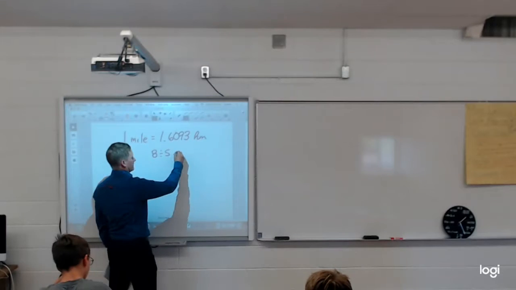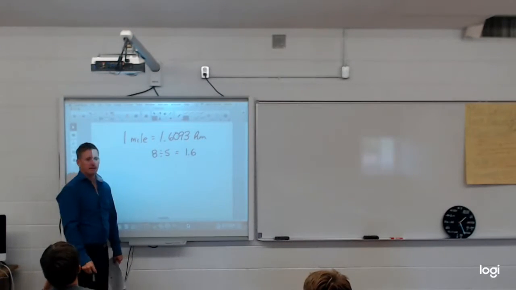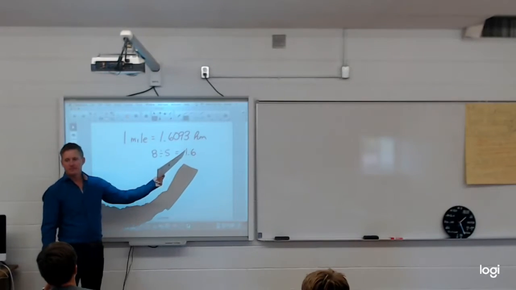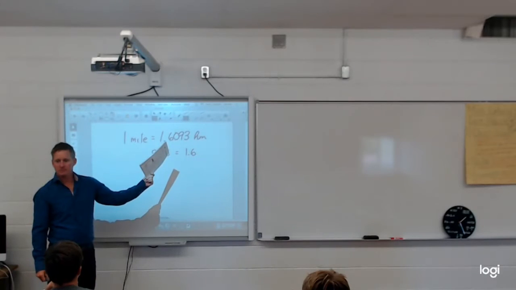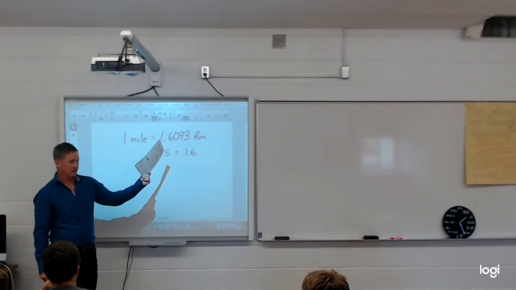1.6, isn't it? Yep, that is pretty close. How do you get it? 5 goes into 8 how many times? Once. How many are left over? 3. What's 3 over 5 as a decimal? 0.6. Right? Your math skills.